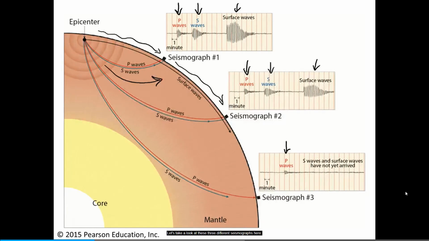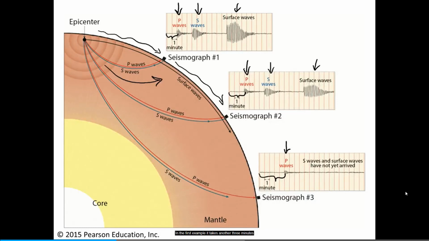Let's take a look at these three different seismographs here. The first one basically shows that we have 2 minutes between when the earthquake happened and when the P wave arrived. Whereas with the second seismograph, you can see 3 minutes have elapsed between the earthquake and the arrival of the P wave. And down here with seismograph 3, we can see that there's a full 5 minutes that pass between those two events.